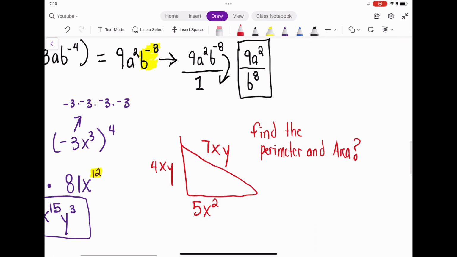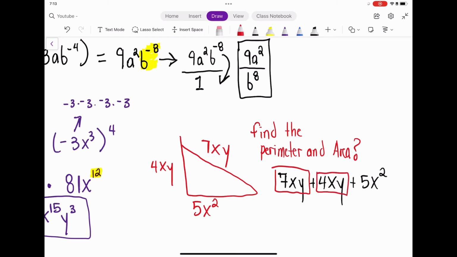So how do we do that with the properties of exponents? So one, just remember, perimeter means we add all sides together. So we have 7xy plus 4xy plus 5x squared. If you pay close attention, we only have two sets of like terms. So 7xy and 4xy are the only two things we can actually add because they are like terms.